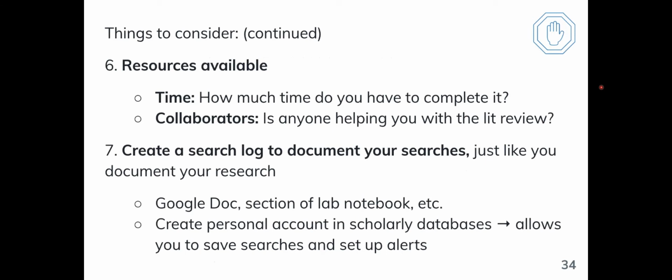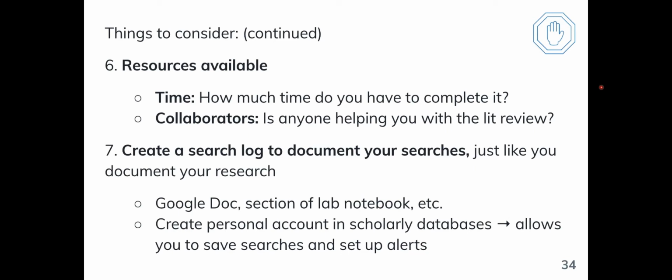And 2 last things to consider: what resources are available to you? So first of all, how much time do you have to complete this? You have much more time if you're doing a systematic review article as opposed to a term paper for a course. So collaborators, is anybody helping you with this? Again, systematic review, you'll probably have a research team, as opposed to a class assignment that's probably just you or maybe a small group.